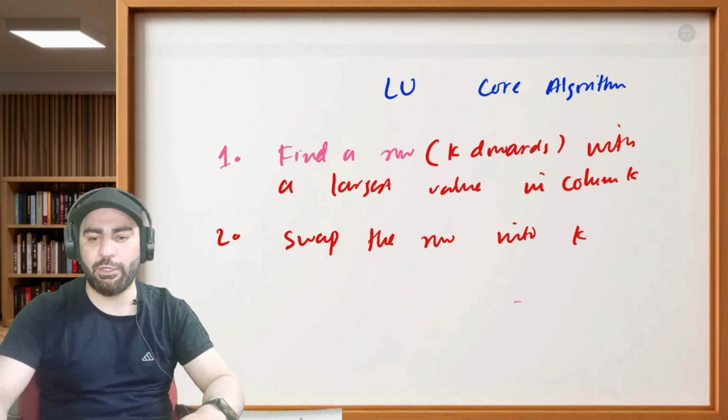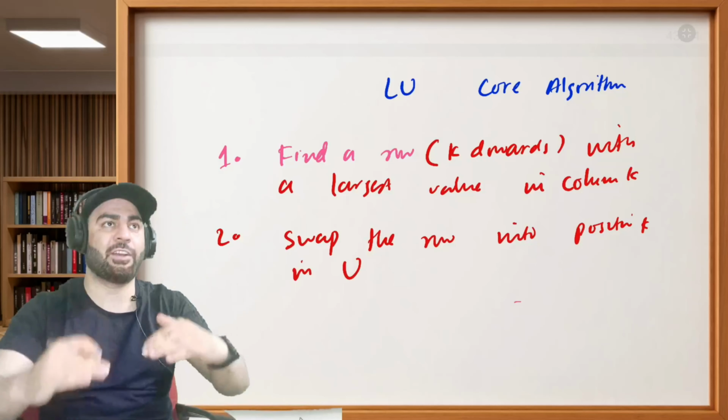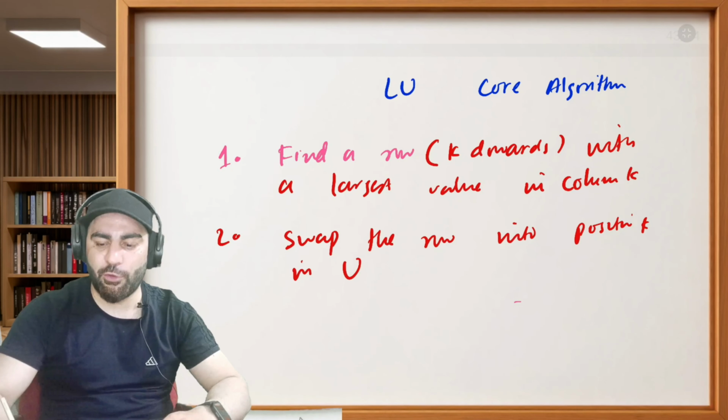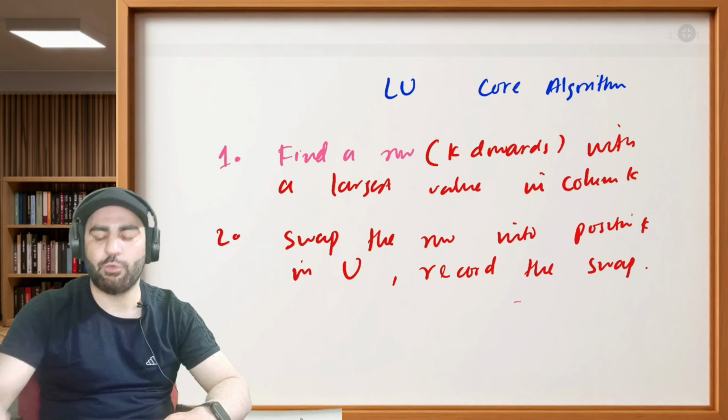So swap the row into position k. Because you are making the upper triangular matrix U, in that you will swap it, and then you also record the swap. That's what you will do. This is the second step.